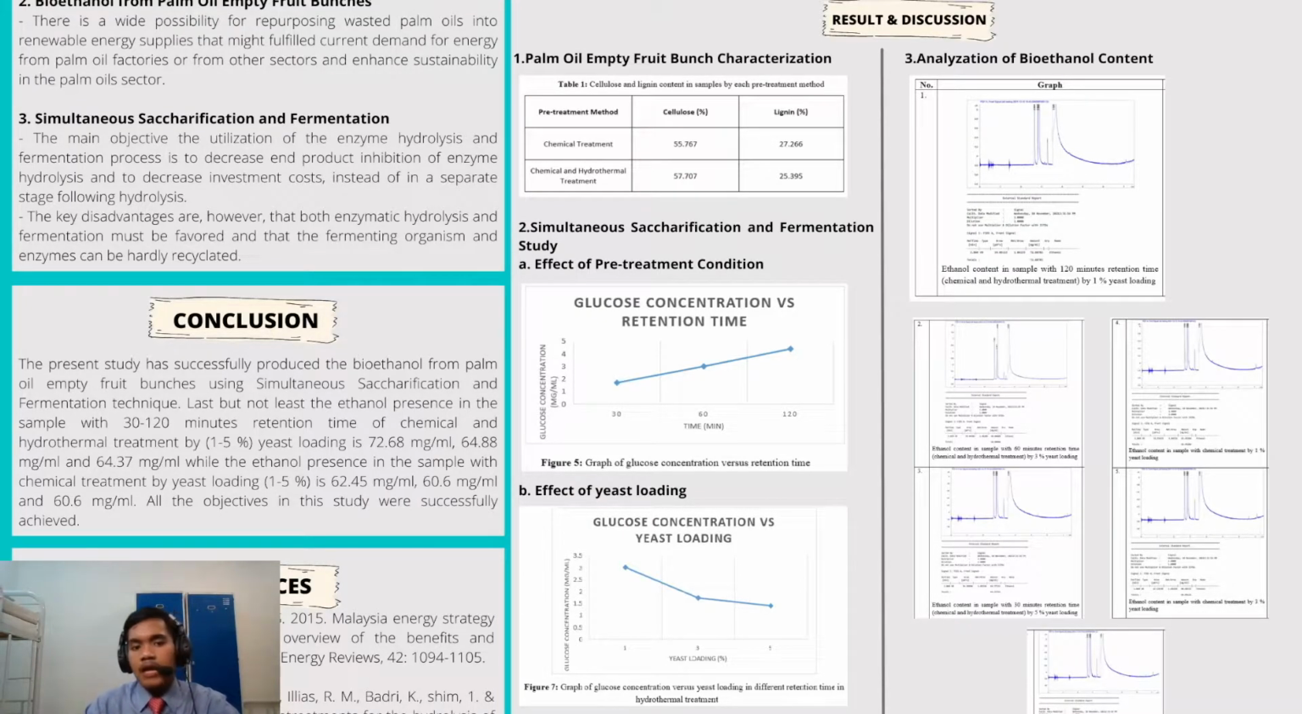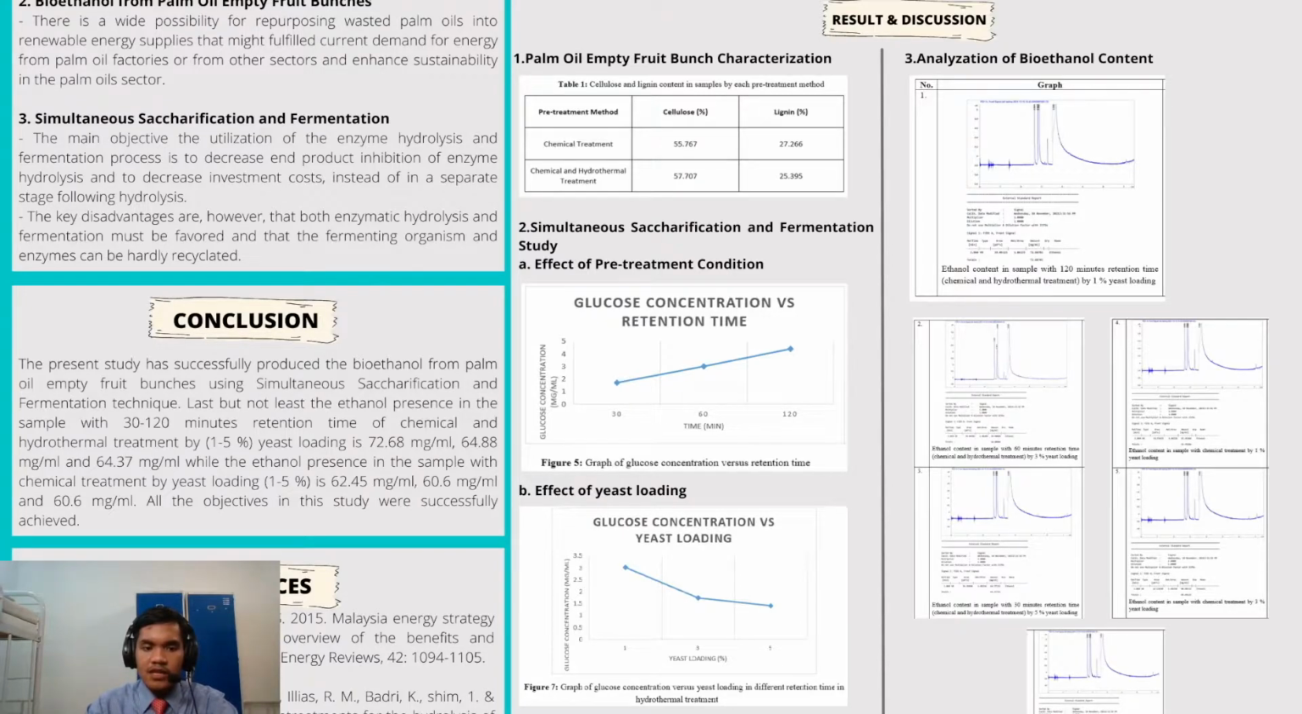For the first graph, ethanol content in the sample with 120 minutes retention time, in chemical and hydrothermal treatment by 1% yeast loading. Based on the graph, the highest peak area is at the 2.86 minute of retention time with 39.05 PA value at the y-axis. Therefore, the amount of ethanol present in the sample with 120 minutes retention time of chemical and hydrothermal treatment by 1% yeast loading is 72.68 mg per mL.